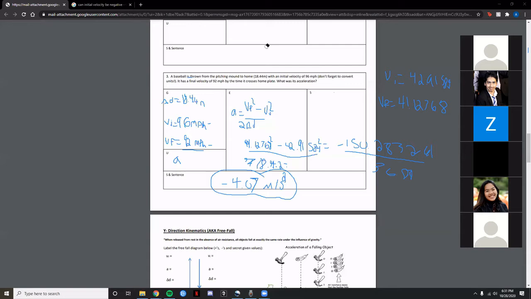This is kind of random, but did anyone do the fill in the blank for the projectile motion stuff? Because I can't find any of the answers.